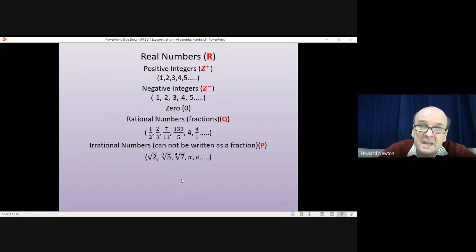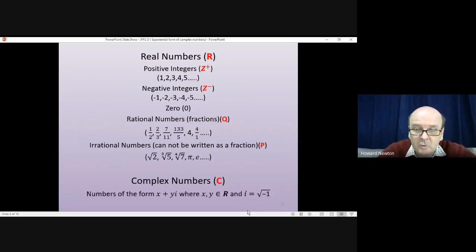The second big category of numbers is complex numbers. Complex numbers are numbers which can be written in the form x plus yi, where x and y are just normal numbers, they're real numbers, and i is the strange part. i is equal to the square root of -1 and is called an imaginary number. And again, the words complex and imaginary feel well chosen.